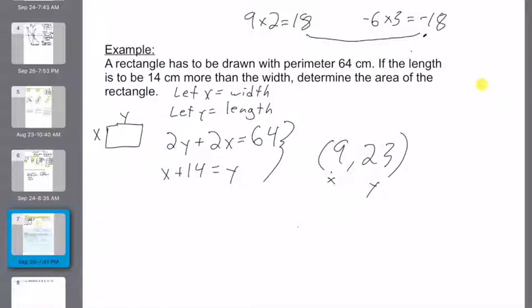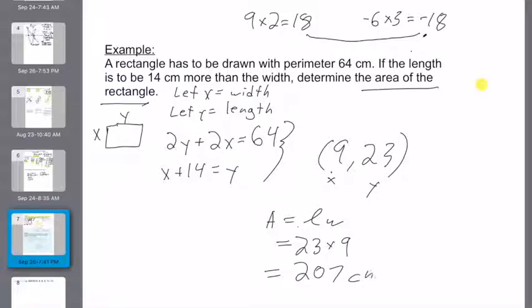Okay, now a common mistake is to take this as our answer and call it quits here. Notice the question does not ask for our solution, it asks for the area of the rectangle. Last step then is to find that area. We know area equals length times width, 23 times 9, so we get 207 square centimeters.